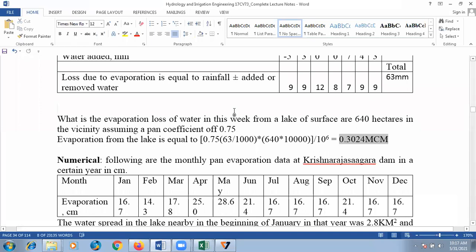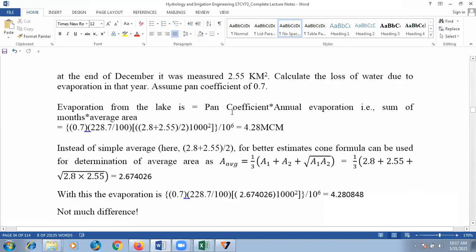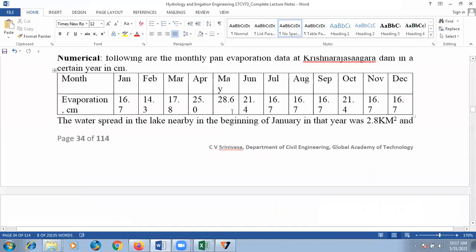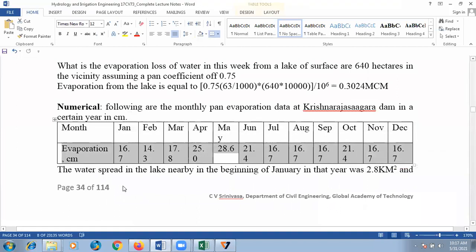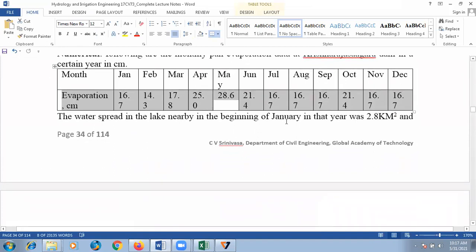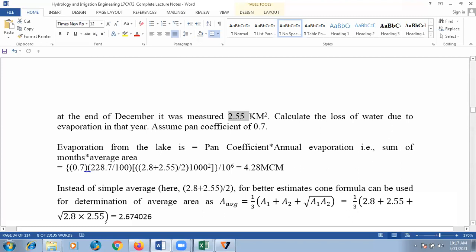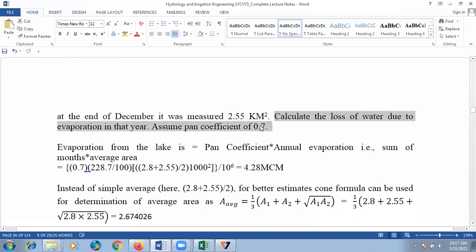So this is another example which you can think of. One more example, probably the last one. Here, following are the monthly pan evaporation data at Krishna Sagara Dam in a certain year in centimeter. For all 12 months, evaporation values are given. The water spread in the lake nearby in the beginning of January is 2.8 kilometers square, and at the end of the year, in the month of December, it is 2.55 kilometers square. Calculate the loss of water due to evaporation, assume pan coefficient of 0.7.